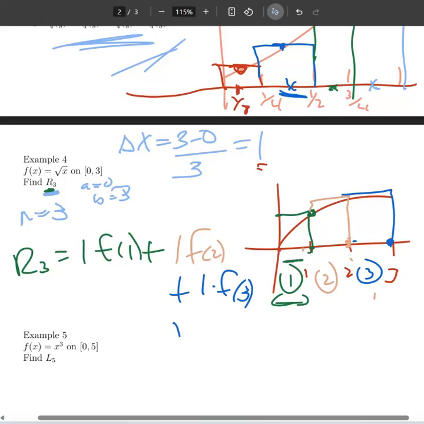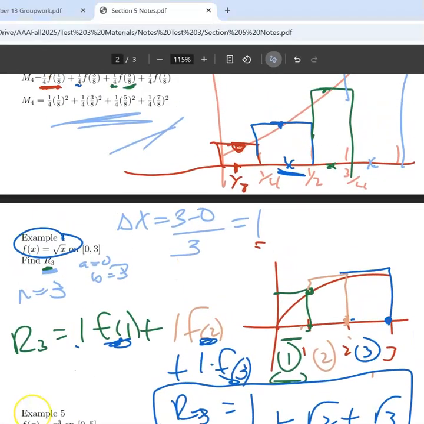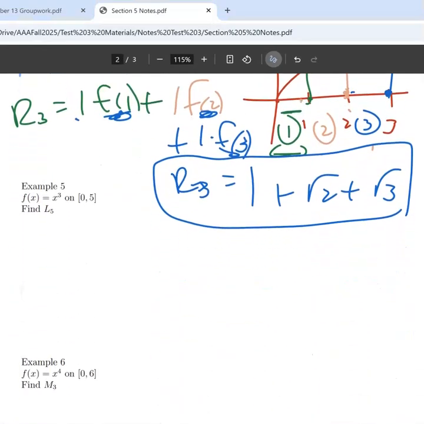3. Okay, so what does R of 3 look like? It gives us 1 times root 1, which is 1, 1 times root 2 plus root 3, and that's a fine answer, right? Because these things here mean I'm putting the numbers into the original function. All right, so let's go to the next one.